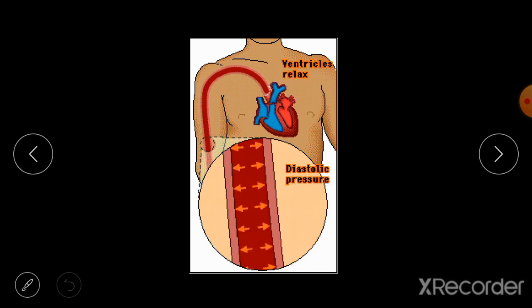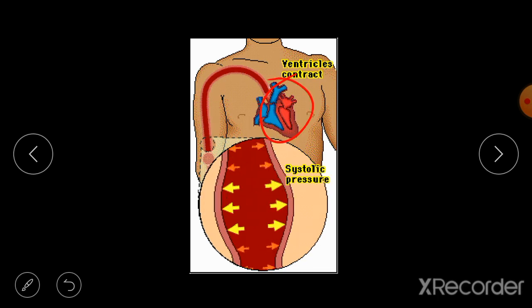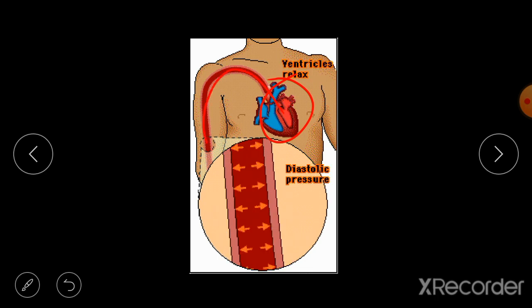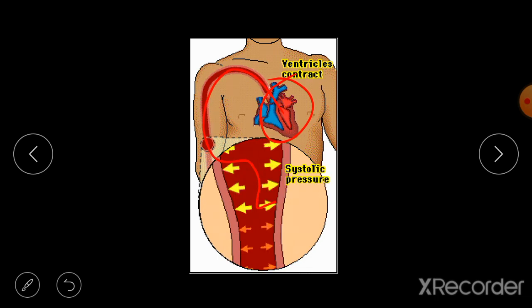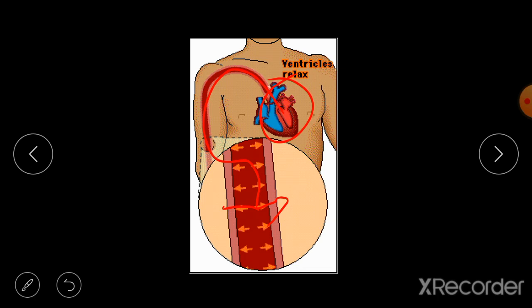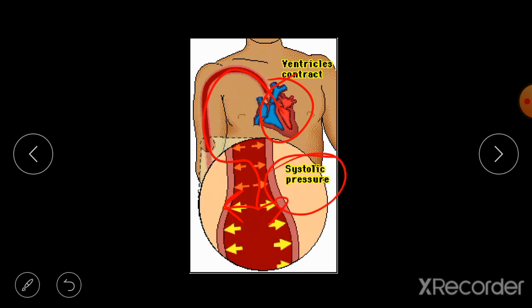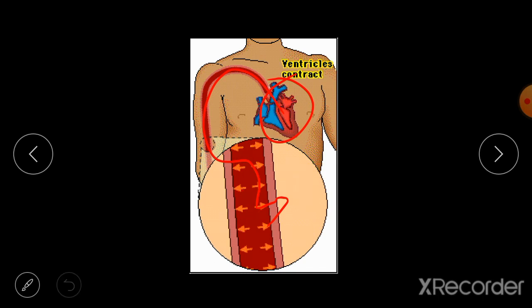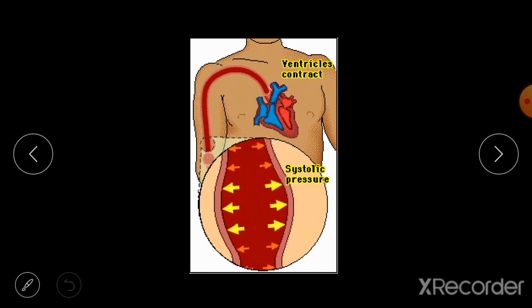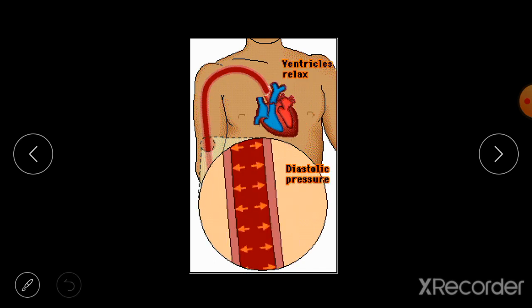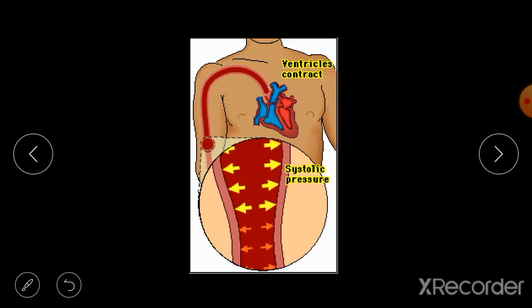As the ventricle contracts, it pushes a wave of blood into the peripheral arteries, which exerts a specific pressure on the vessel wall, and this is known as the systolic blood pressure. While the ventricle is relaxed, the pressure within the vessel wall is known as diastolic blood pressure.